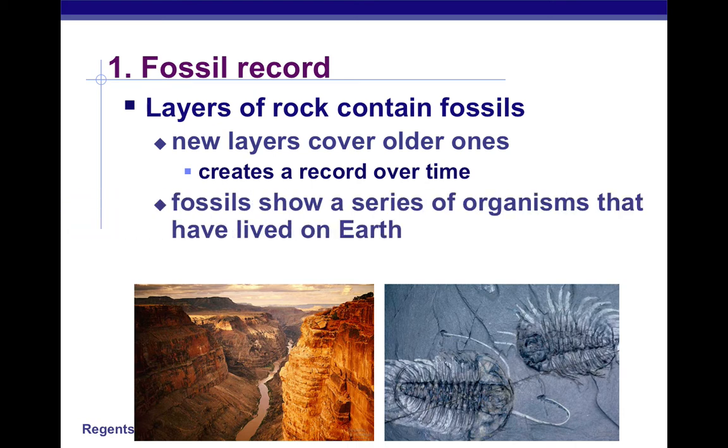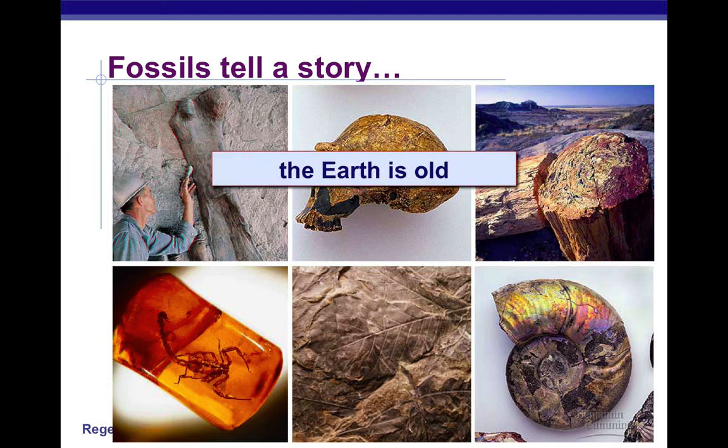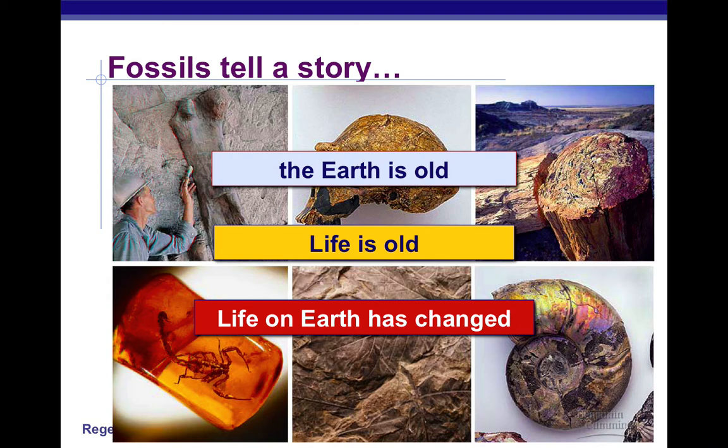And so these fossils show a series of organisms that have lived on Earth, and we can estimate how old they are or how new they are based on the layer that we found the fossil in. So they tell us a lot of stories. We know the Earth is very old. We know it's about 5 billion years old. We know life is old. We find evidence of life about 2 billion years ago. And we know that life has changed. It certainly has not been the same since 2 billion years ago.